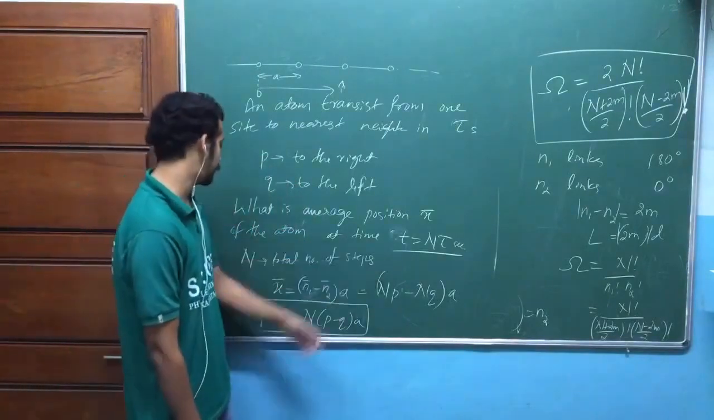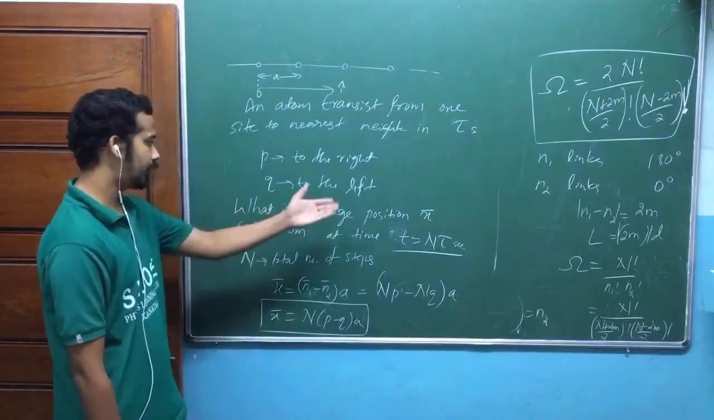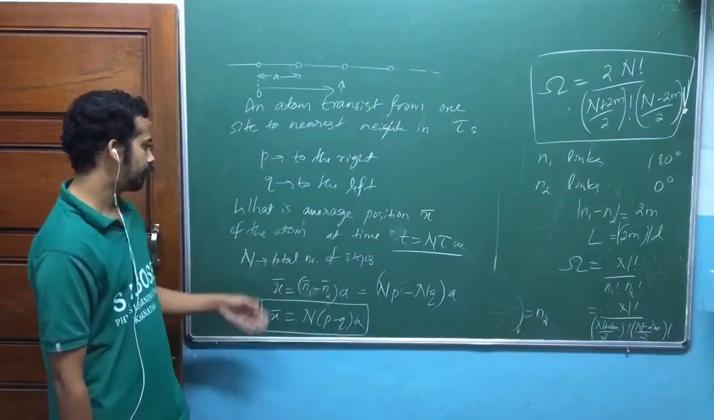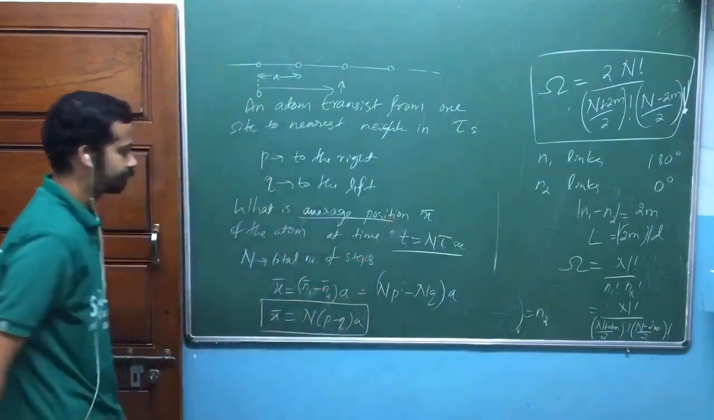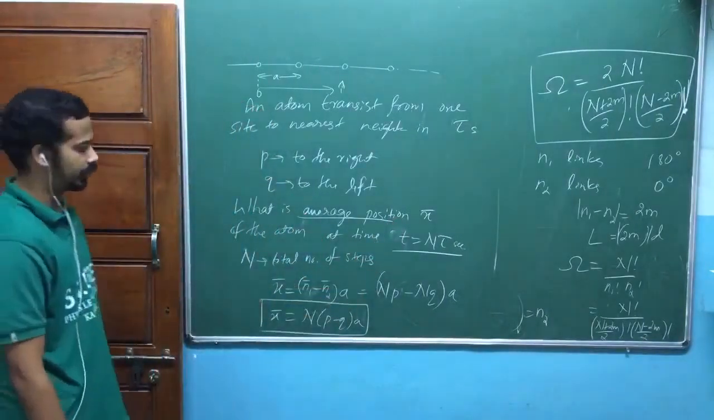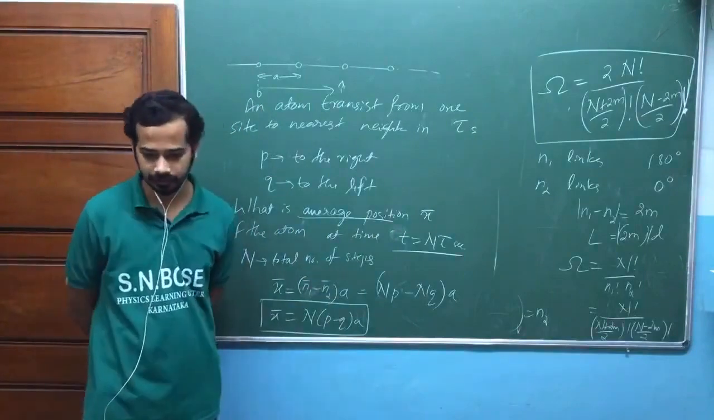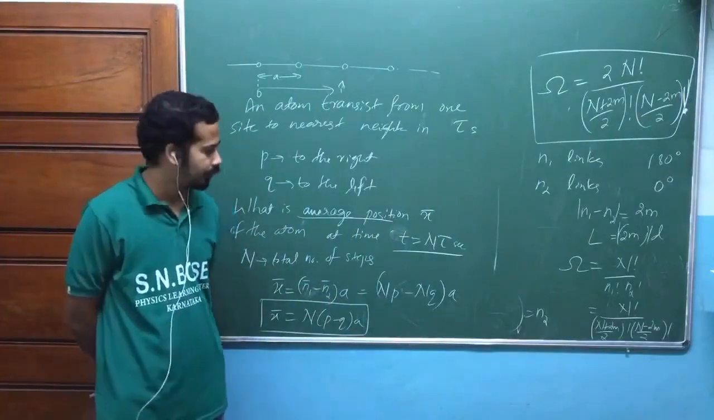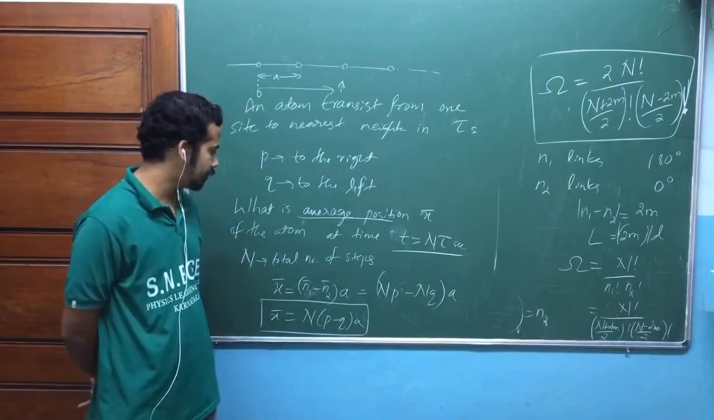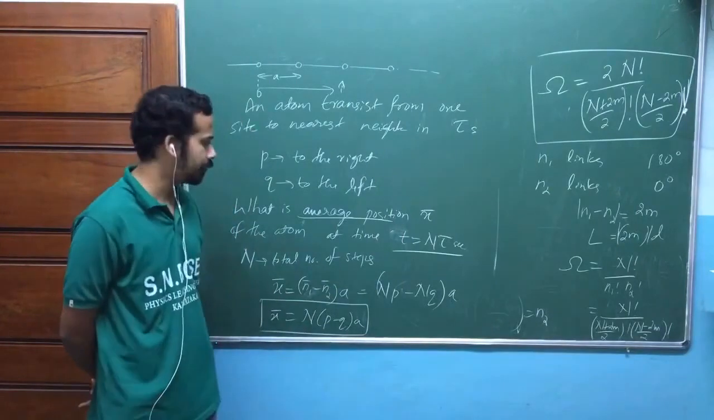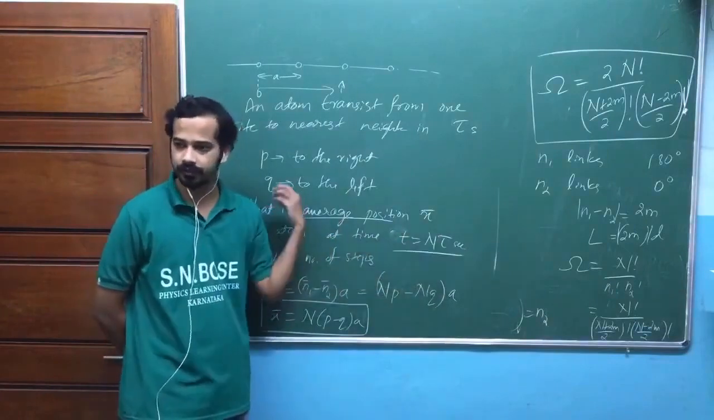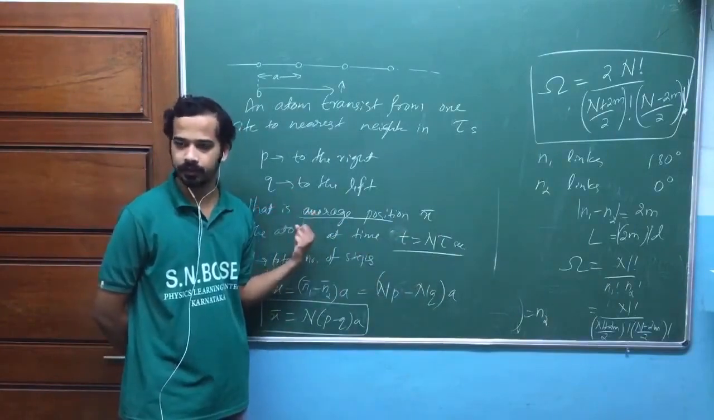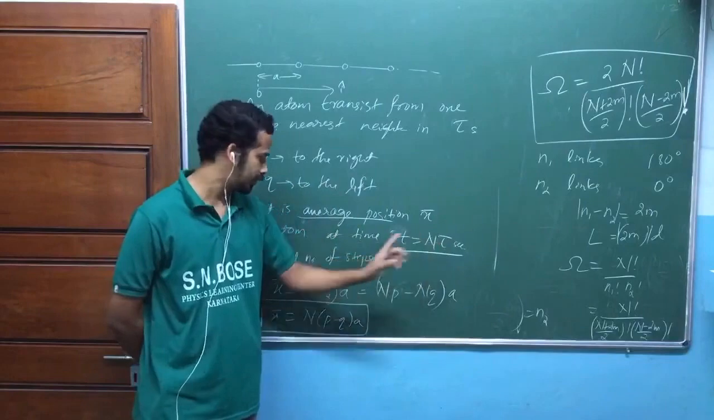After time t, what is the position of the atom at time t? What is the average position? What is the average position at time t? That's what they are asking. I'm finding at t only. At a time t equal to n into tau, starting from 0 seconds, if you start from 0 seconds, at time t equal to n into tau, it has taken n steps.